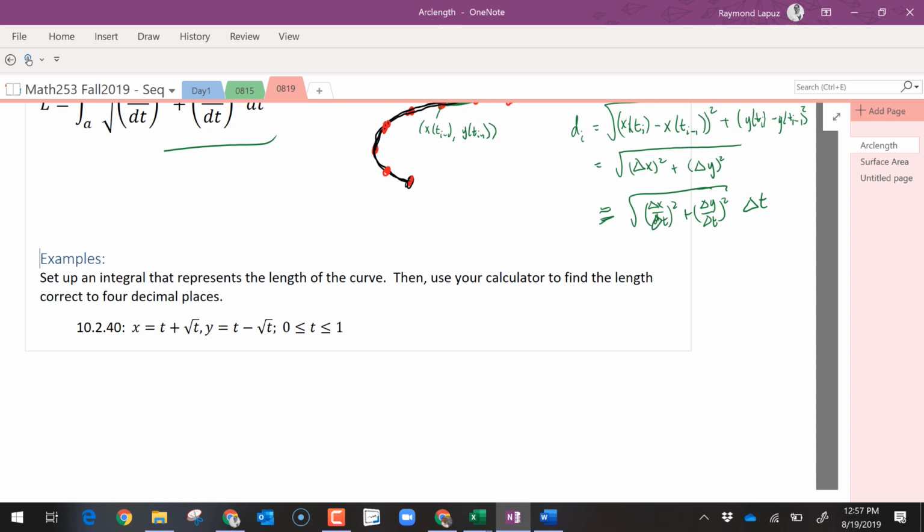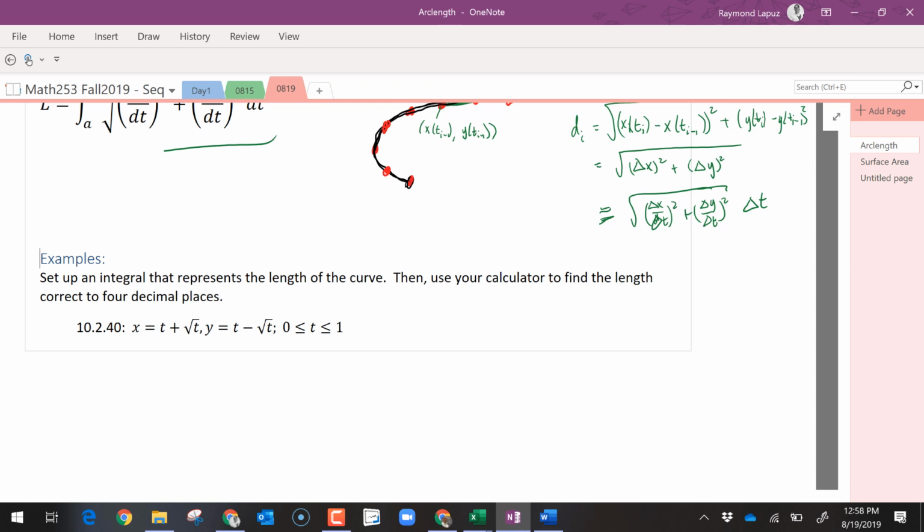solve by hand. And so a lot of these problems that you'll see in your homework will have you just set up the integral and then maybe compute it using your calculator. So in a test situation, you're most likely just going to set up your integral and not have to solve for it.